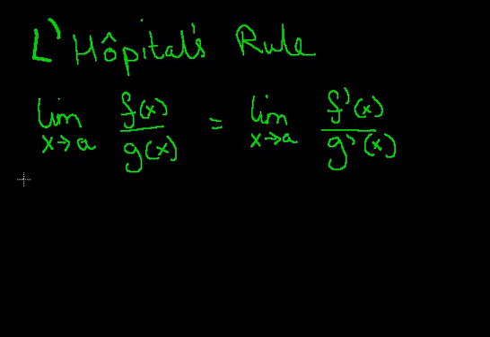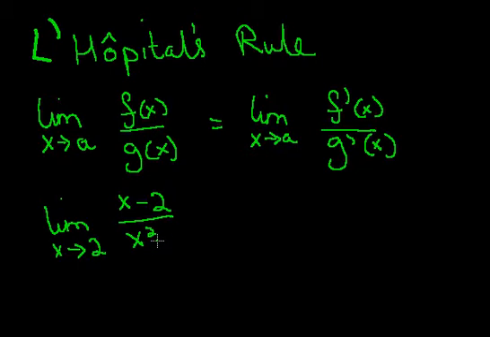So let me do one problem, and you see what L'Hopital's rule is all about. Let's say we had the limit as x tends to 2 of x minus 2 over x squared minus 4. If I just went ahead and plugged in 2, that would be 2 minus 2, which is 0, and 2 squared, which is 4, so 4 minus 4, which will be 0. So we end up with 0 over 0, which is one of those indeterminate forms. So simple substitution doesn't work on this.